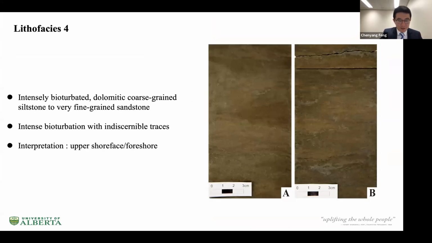Lithofacies 4 includes intensely bioturbated dolomitic coarse-grained siltstone to very fine-grained sandstone. Possibly because of the very intense bioturbation, most physical sedimentary structures are indiscernible, and this lithofacies is interpreted to represent the deposition within the upper shoreface or foreshore.